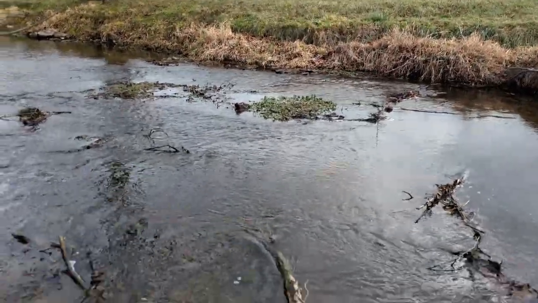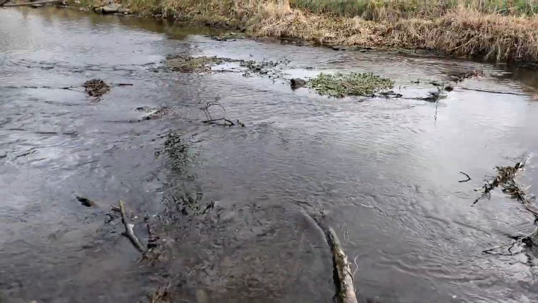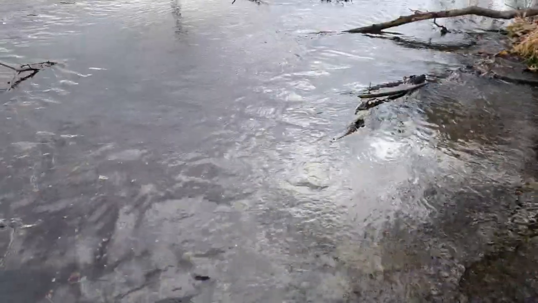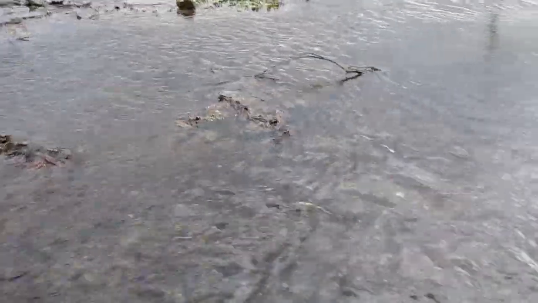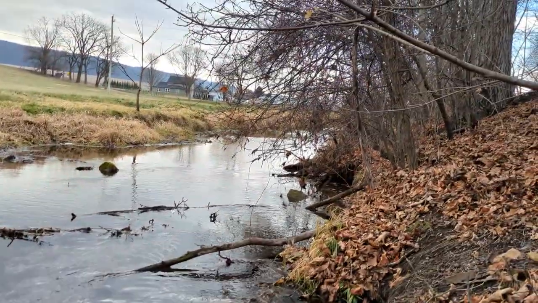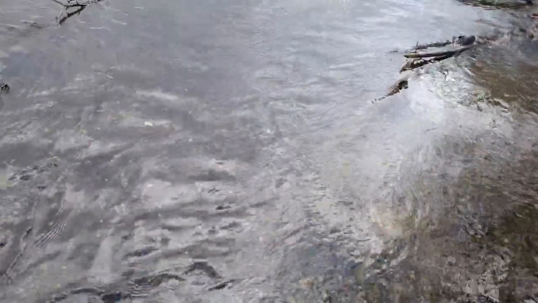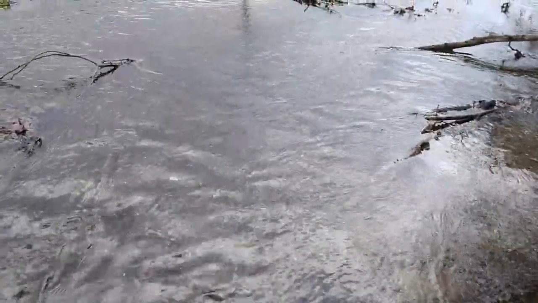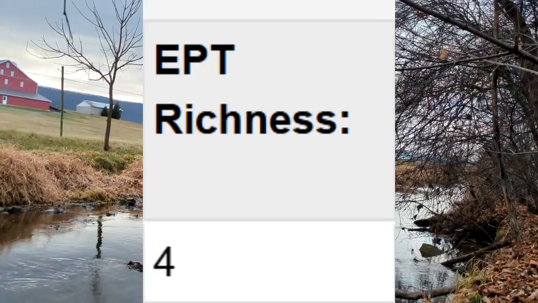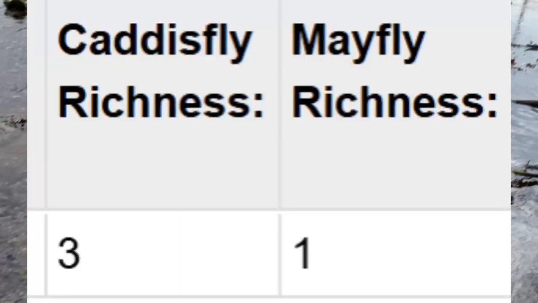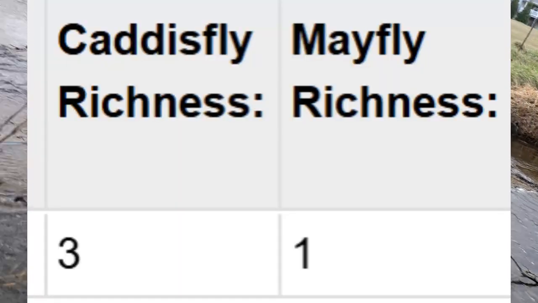But let's actually get into the IBI scores. So I looked at a couple IBI scores. The first one I looked at was the PA macroinvertebrate IBI score, and it was done in 2022, literally right over there. There's been multiple done, but in 2022, the EPT richness was a 4. So that's looking at mayflies, stoneflies, and caddisflies, and there were 4 different species they found.